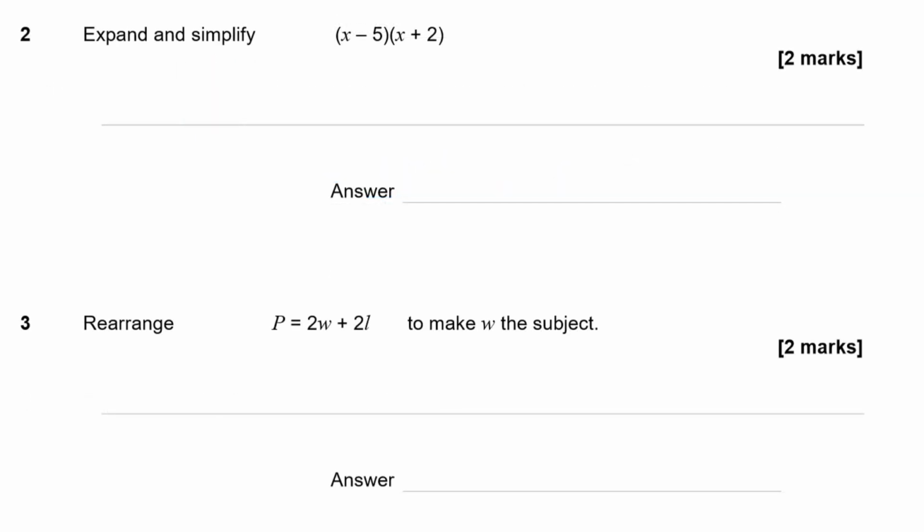Question 2. Expand and simplify x minus 5 times x plus 2. So I've got a double bracket multiplied together.